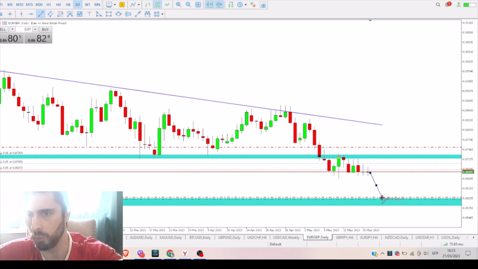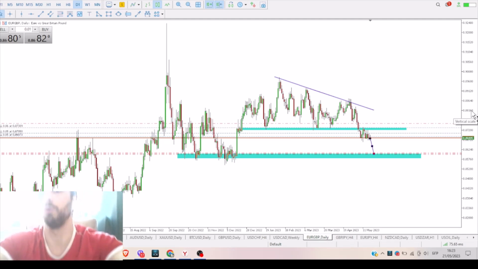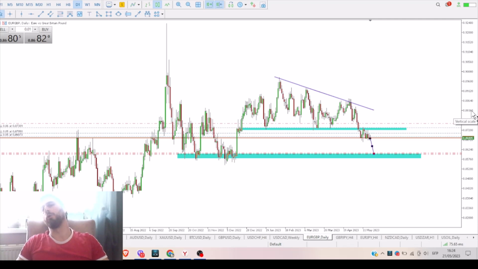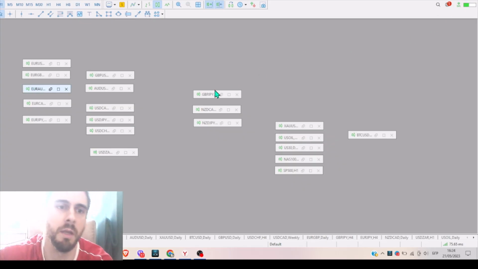A continuation to the downside to this previous daily support zone, and that is what I'm looking for. Not that much risk, not a greedy trade, so just easy pips to the downside. Let's move to the next chart.